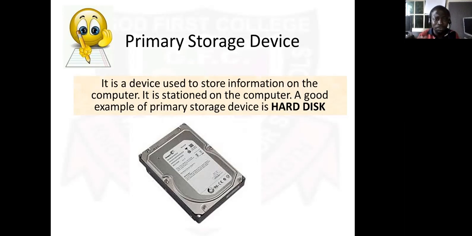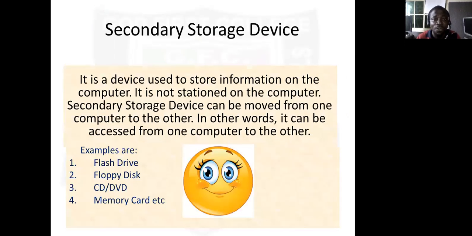Now, in addition to that, we have the secondary storage device. Let me quickly run through the notes I have here. It is a device to store information on the computer. It is not stationed on the computer. It can be moved from computer A to computer B.